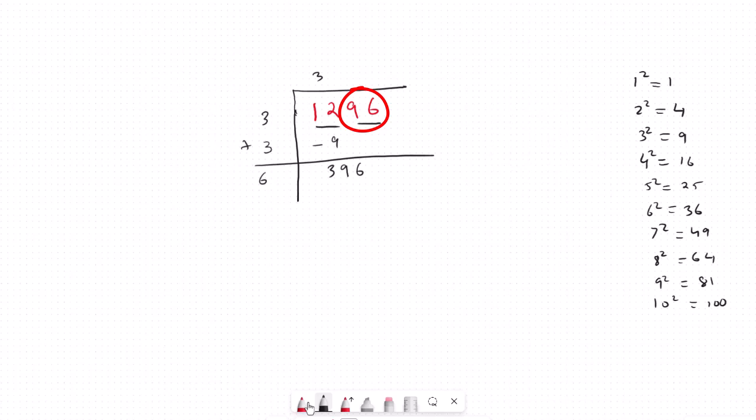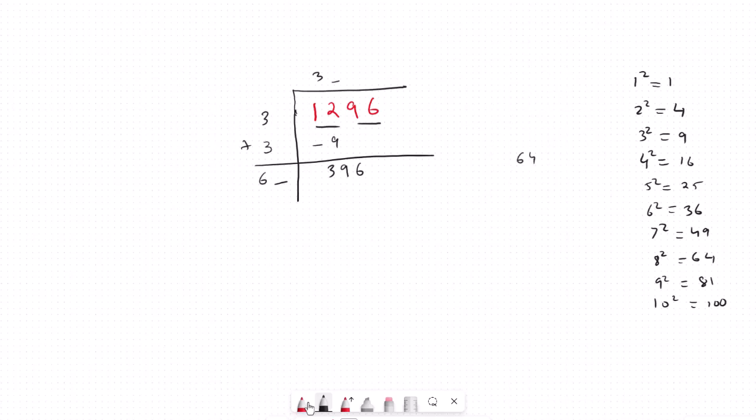So now our next step is we have to find a number such that 60-something multiplied by something gives us 396 or less than that. Okay, so what can we start with? Let's see what all squares here are ending in 6. So we see 4 square is ending in 6. So that means if you multiply 64 by 4, it is going to end in 6. So let's try that first.